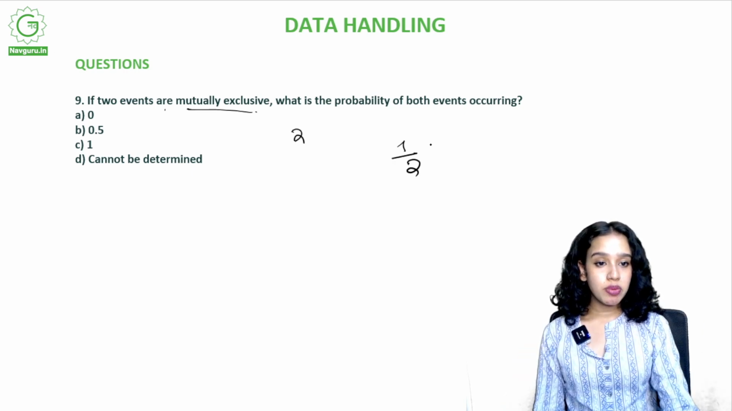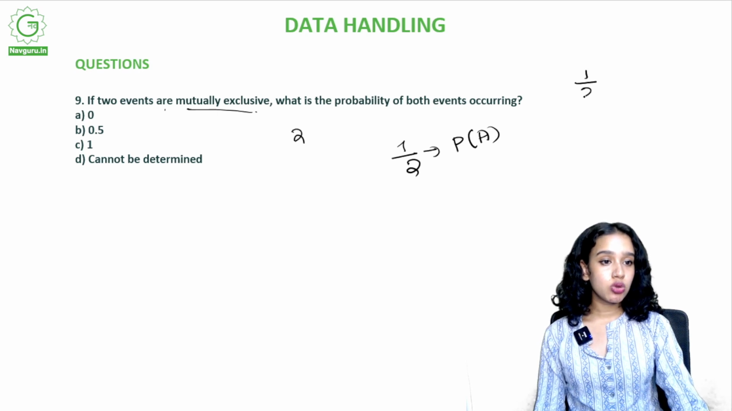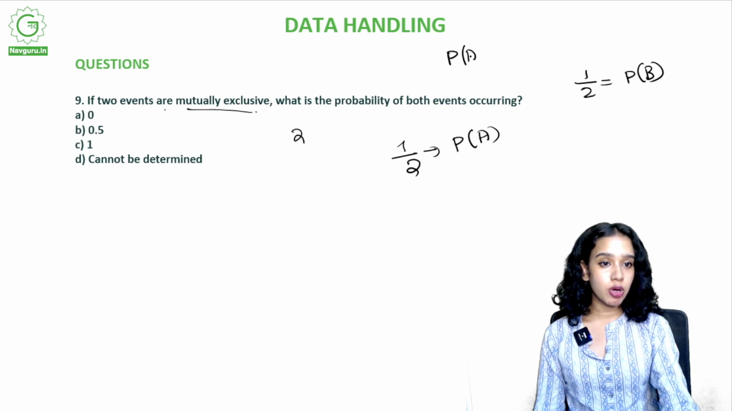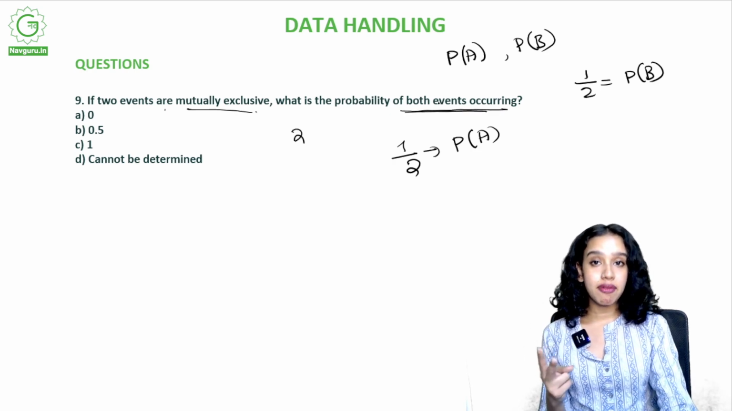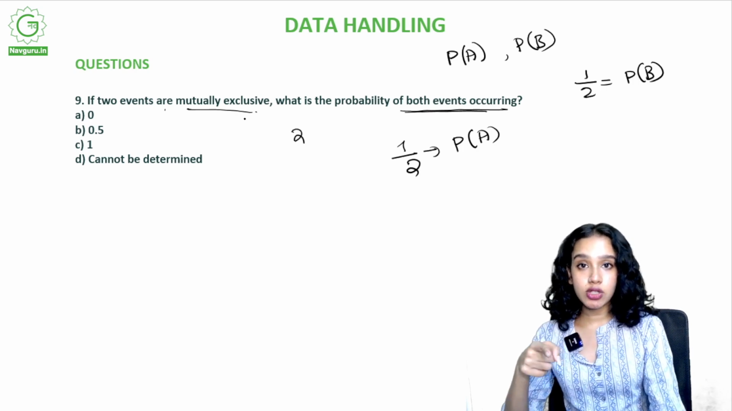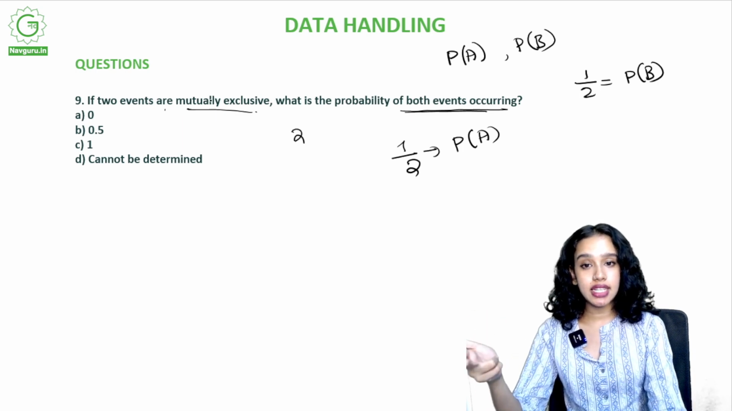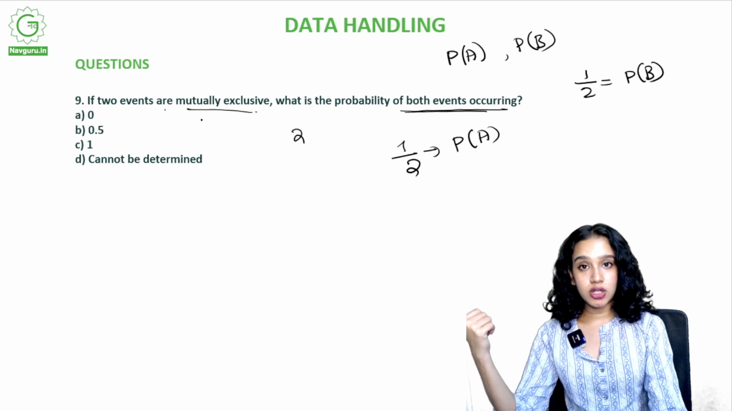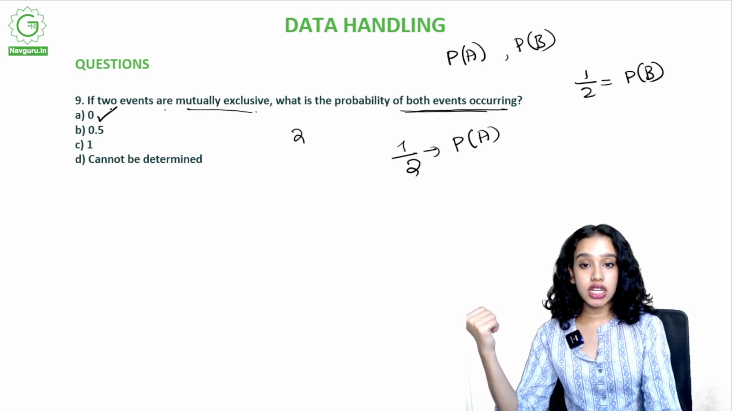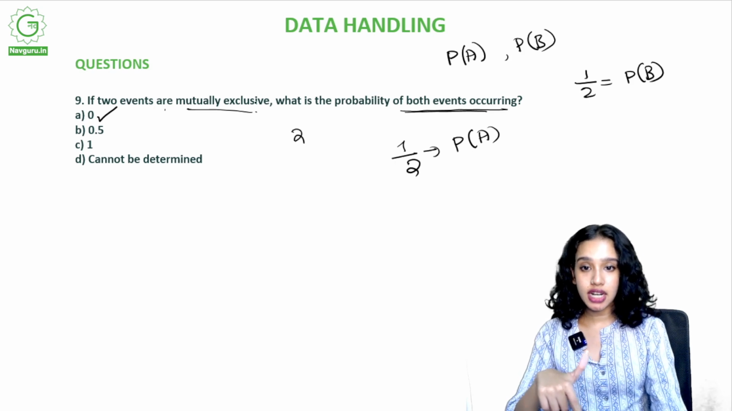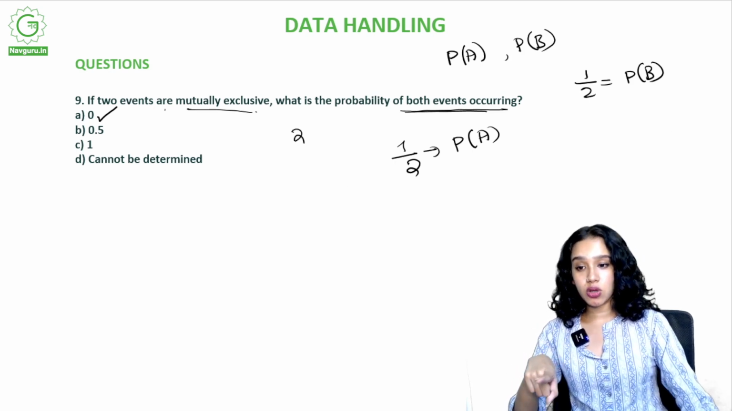So in this question, 1 by 2 is the probability of one event to occur, and 1 by 2 would be the probability of the second event to happen. So the probability of the first event is probability of A, and I'm taking the second as probability of B. Now, the question is both events, right? So both of them have to occur together and they are mutually exclusive. If I'm tossing a coin, is it possible that both heads and tails come in one toss? No, it's not. So it will never happen because they are mutually exclusive. So 0 is the probability for both events occurring.